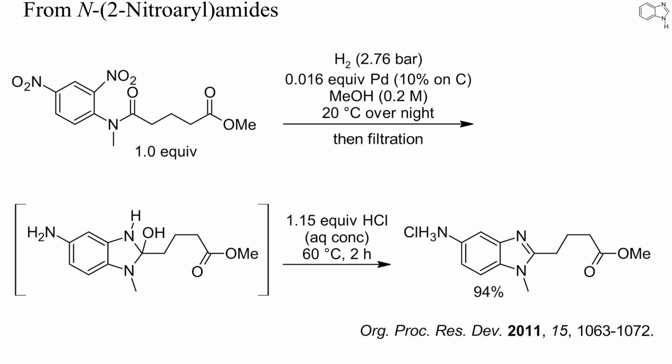In this example, catalytic hydrogenation yielded a hydroxyimidazoline, which did not aromatize spontaneously and had to be heated with concentrated hydrochloric acid to eliminate water. 2-nitroanilines, by the way, are poor nucleophiles and difficult to acylate.